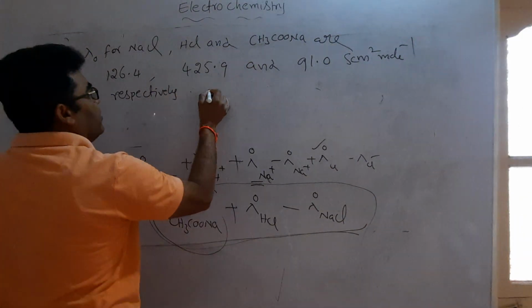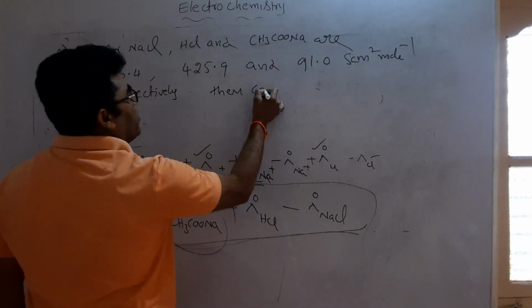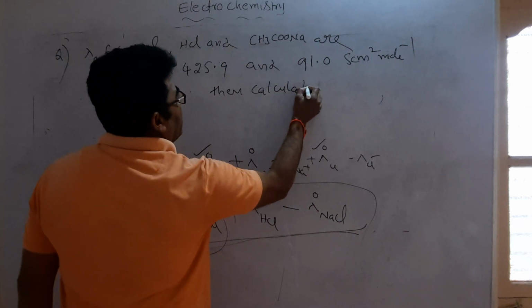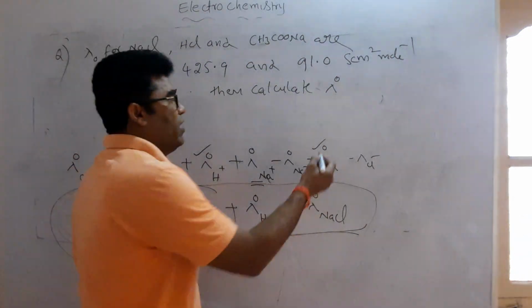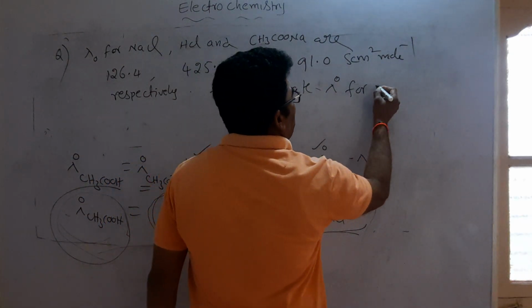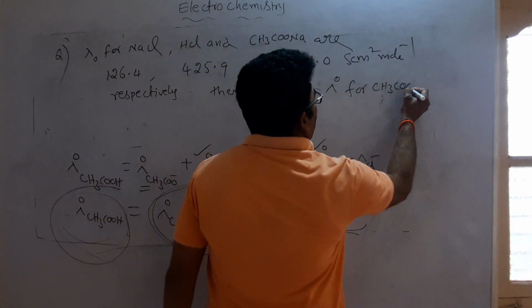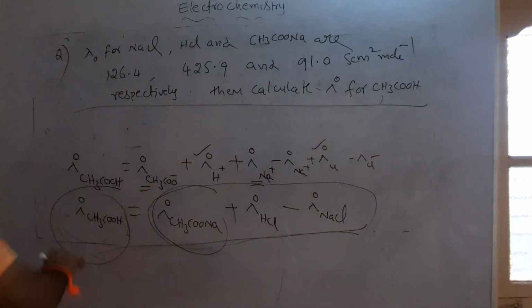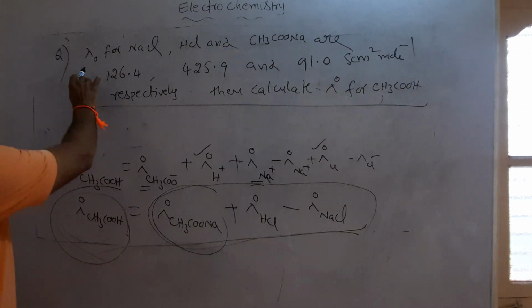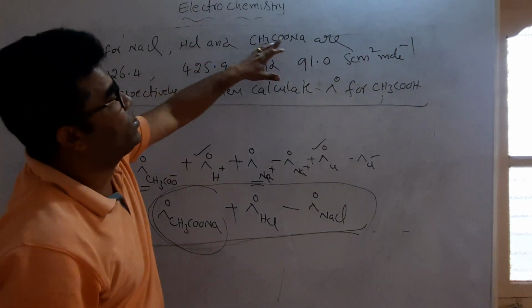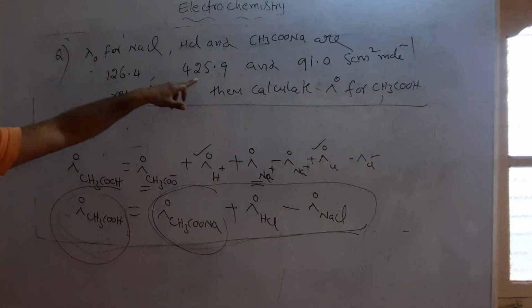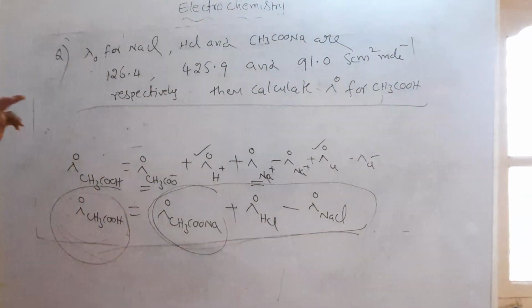Then calculate lambda naught for CH3COOH. See what is given? Lambda naught for NaCl, HCl, and CH3COONa. These are the given things respectively.